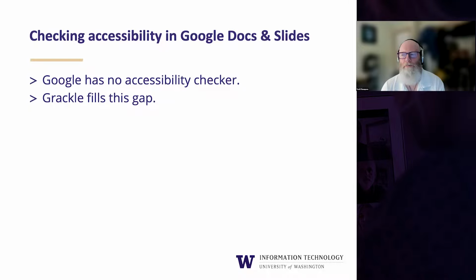Google actually has an easy job here, reporting on Google Slides. They do not have an accessibility checker. Grackle does fill this gap. If you have Grackle, then you've got an accessibility checker for Docs and Slides, but otherwise it's not something that Google provides natively.